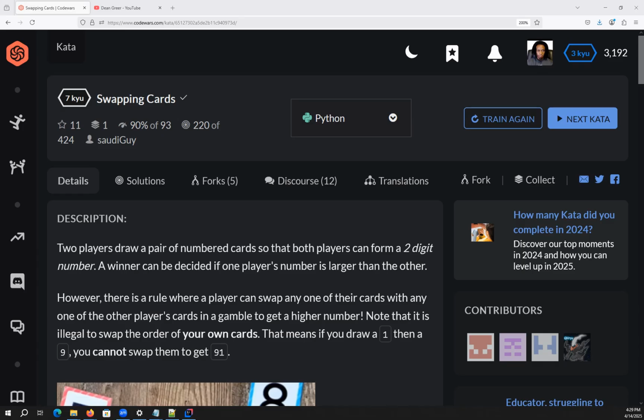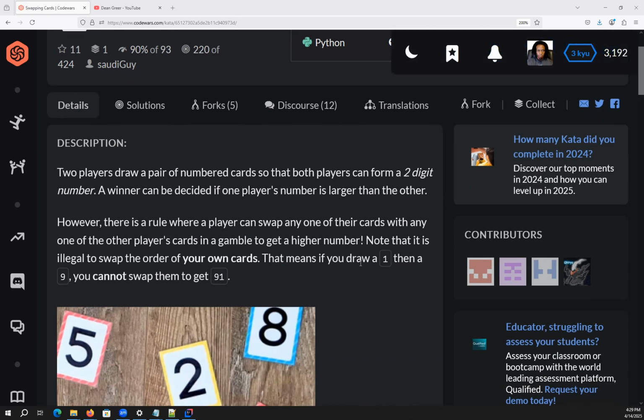What's up? This time I'm back again with a Python exercise in Codewars called swapping cards. There is another simulated game in Codewars. Codewars is good for that kind of stuff.